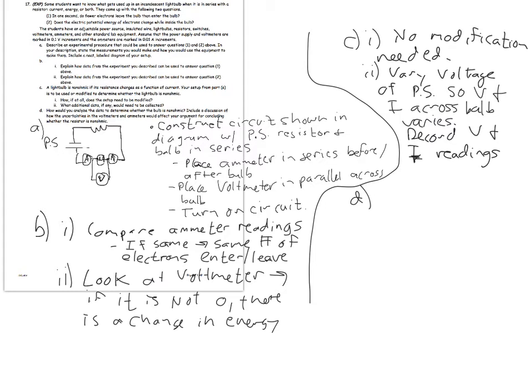Lastly, we want to know how we can use this data, and I think the easiest way to do this is to graph voltage versus current. All right. If that graph is linear, then we know it's an ohmic device. If it's not, it's a non-ohmic device.